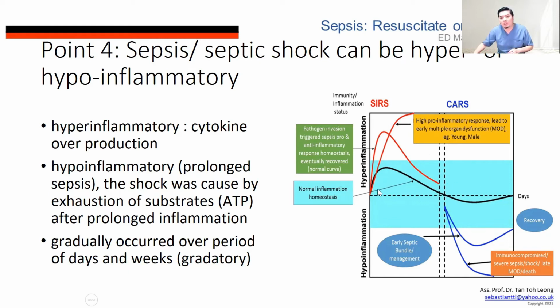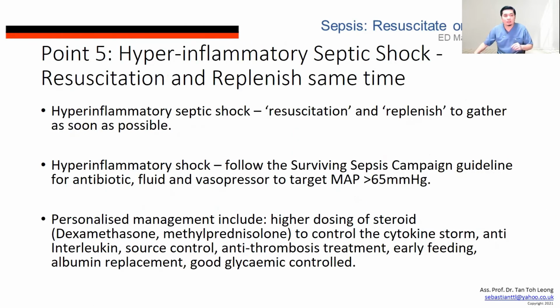So you can see from this chart, the patient will come with hyperinflammation. Later on, if they come with multiple infections or a prolonged infection, they will go into the hypoinflammation side. This hypoinflammation is usually seen in category 4 and category 5 patients in COVID. Yeah. And in point number 5, for a patient with hyperinflammatory septic shock, because of the cytokine storm, usually we will comply with our Surviving Sepsis Campaign guideline.